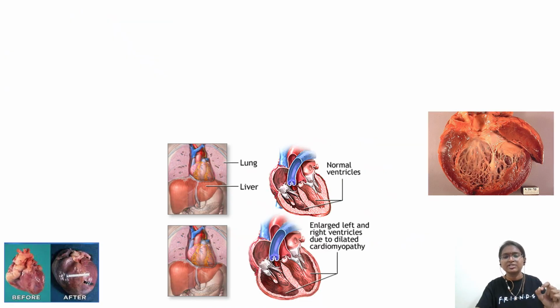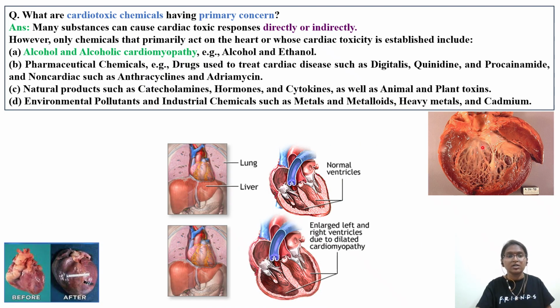Now we'll see what are the adverse effects of alcohol on the heart. Okay, so what are cardiotoxic chemicals? We'll see what are the cardiotoxic chemicals having primary concern. Many substances can cause cardiotoxic response directly or indirectly, whether by direct consumption of this particular xenobiotic chemical or, certain times, not immediate, but the formation of a toxic metabolite, it will cause cardiotoxicity. However, only chemicals primarily act on the heart or whose cardiac toxicity is established include alcohol. So majorly alcohol is going to cause alcoholic cardiomyopathy.